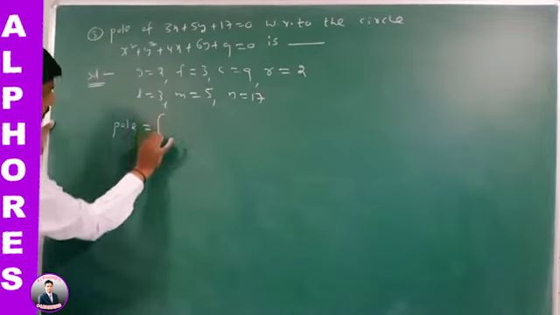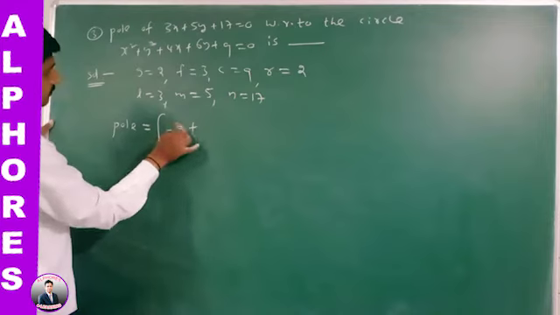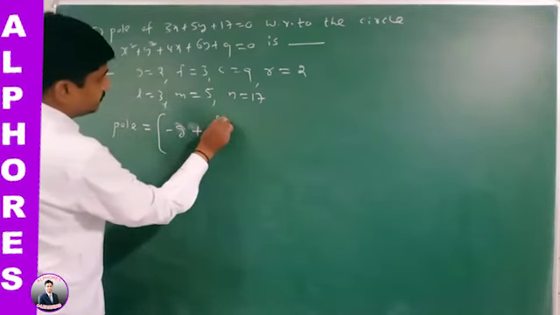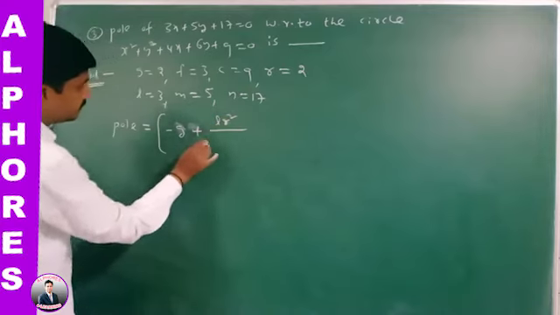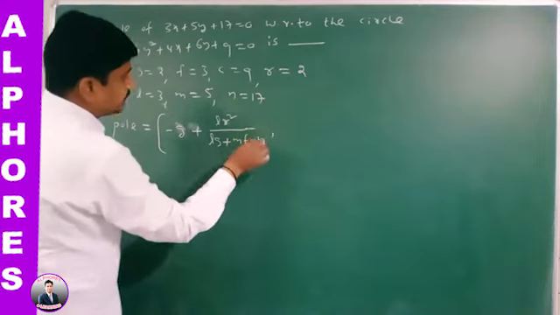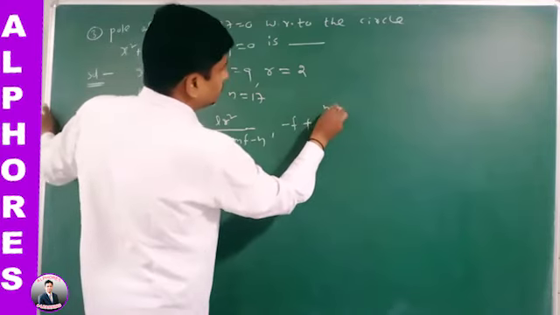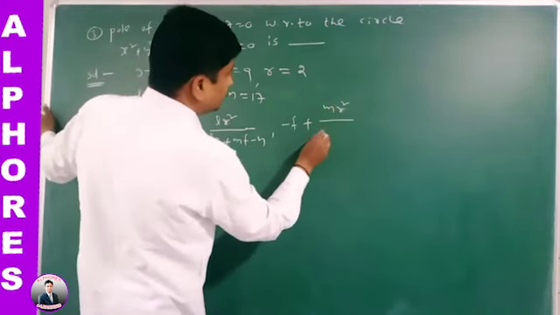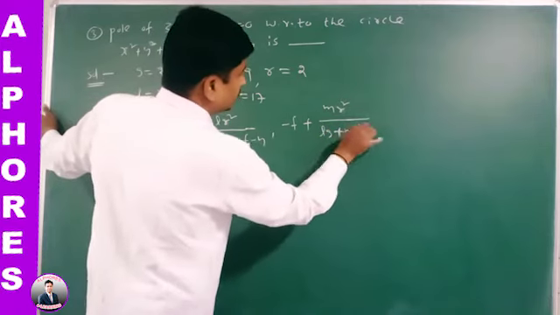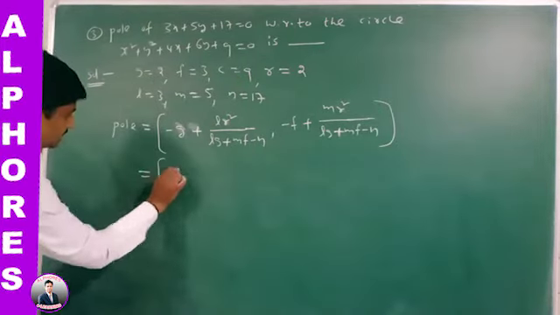We have the formula: pole = (−g + l r² / (lg + mf − n), −f + m r² / (lg + mf − n)).